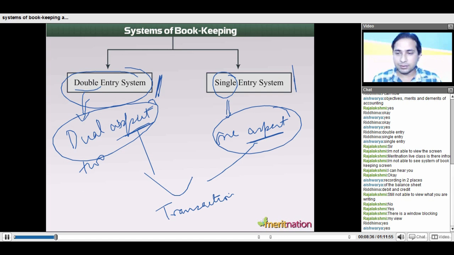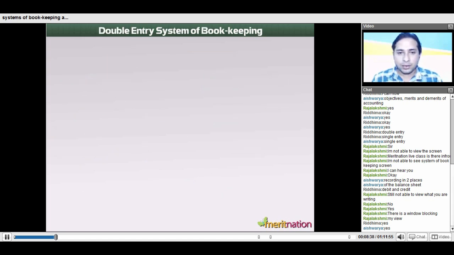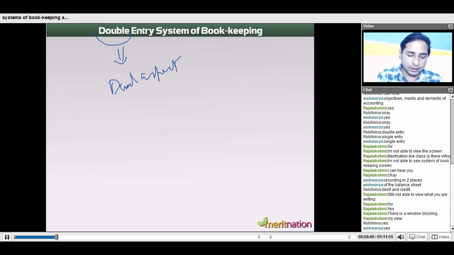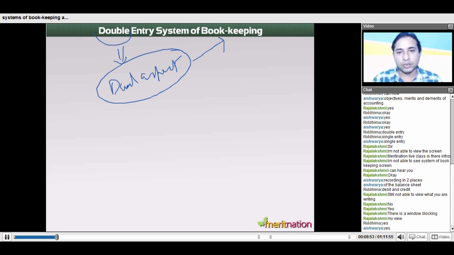Clear? Okay. Now, let's start with the first one, double entry system of bookkeeping. As we just had words about this, this means that we have two aspects or dual aspect, and this is the way in which we maintain the books or the records.